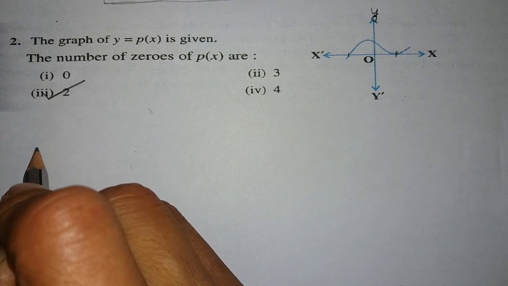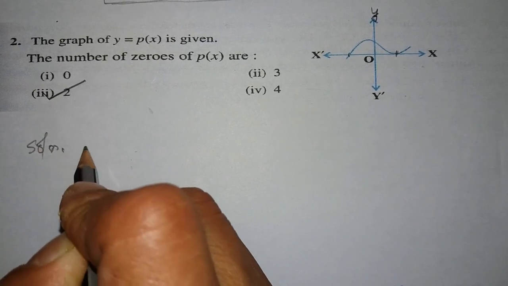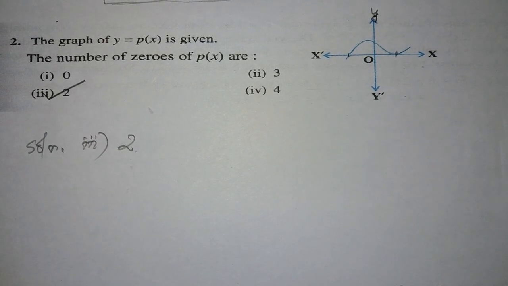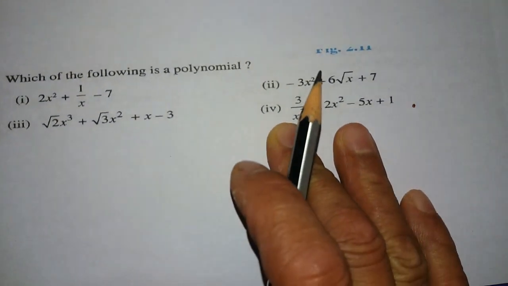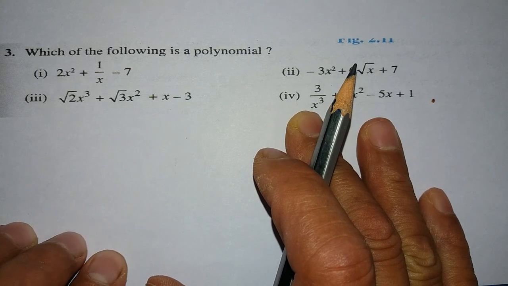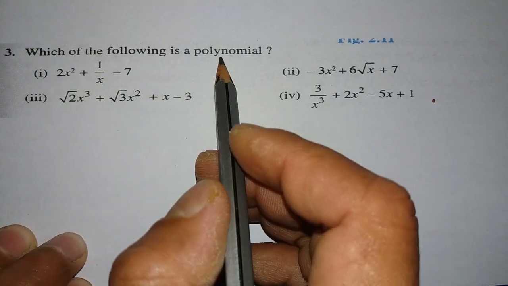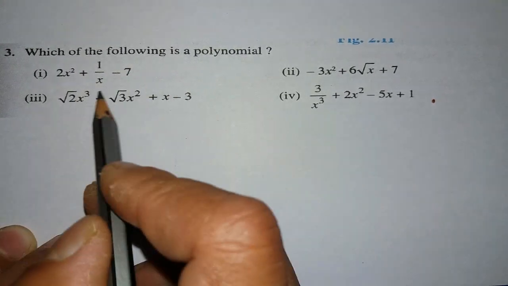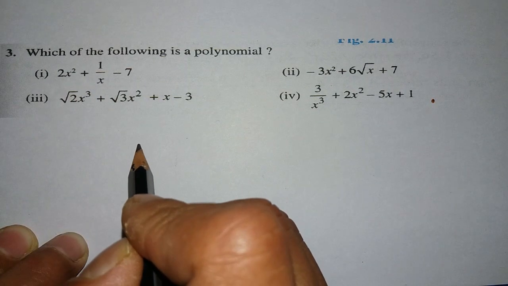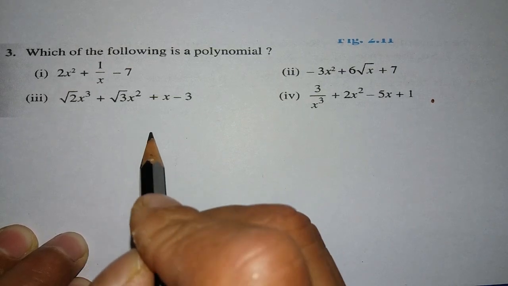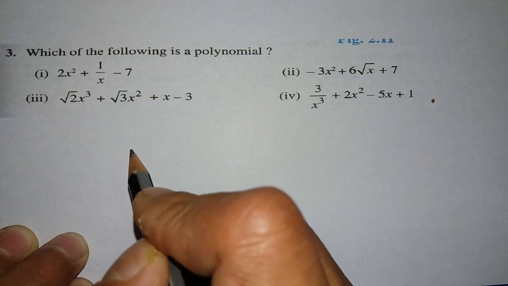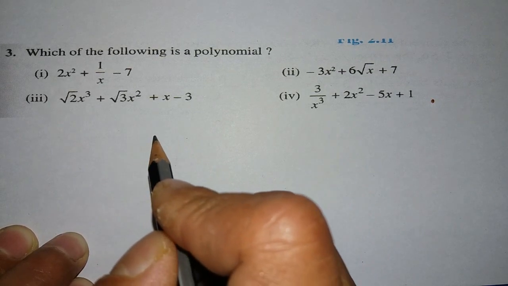Okay, so our answer is Roman number 3 and this is 2. Okay, now question number 3. Okay, which of the following is a polynomial? Okay, we have to remember that the power in a polynomial is a whole number. So that means it cannot be negative number, it cannot be a fraction.